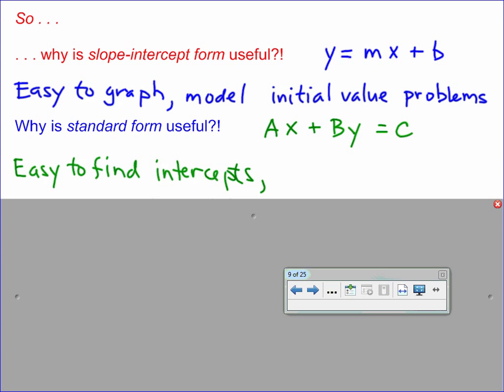Or model linear combination situations. Linear combination situations are when we're combining two or more things for some predetermined whole, like the number of student ticket sales plus adult ticket sales equals your total revenue for the show, stuff like that. So linear combinations can be modeled with standard form.